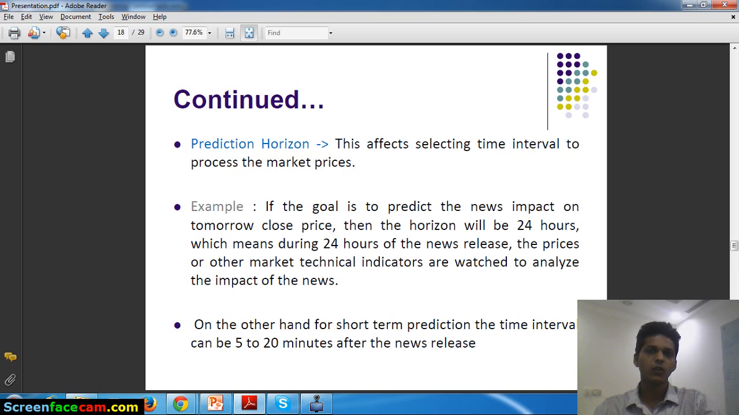So this will be something like a prediction horizon. On the other hand, if I'm talking about short-term prediction, the time interval can be 5 to 20 minutes after the news release. So that's really short and it has to be performed quickly.